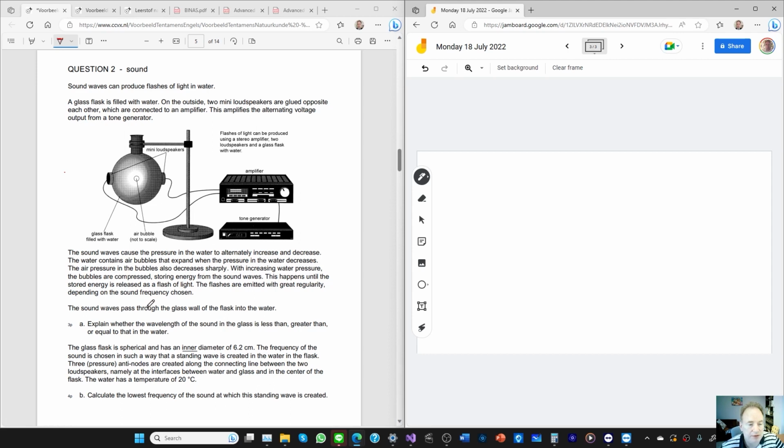The sound wave passes through the glass wall of the flask into the water. Okay, that makes sense. Explain whether the wavelength of sound in glass is less than, greater than, or equal to that in water. Well, the wavelength of sound as well as the speed of sound is different in different mediums because of a different density.